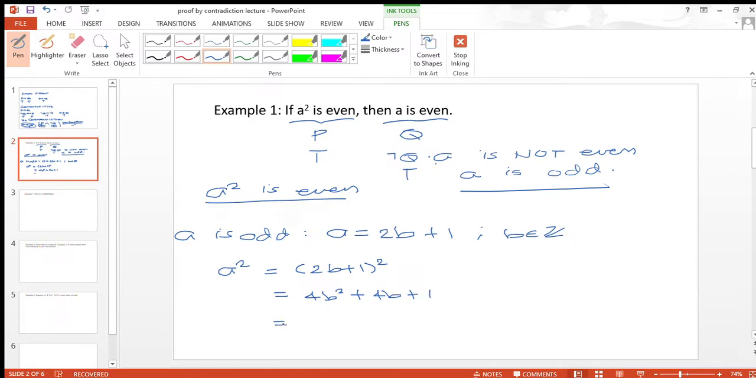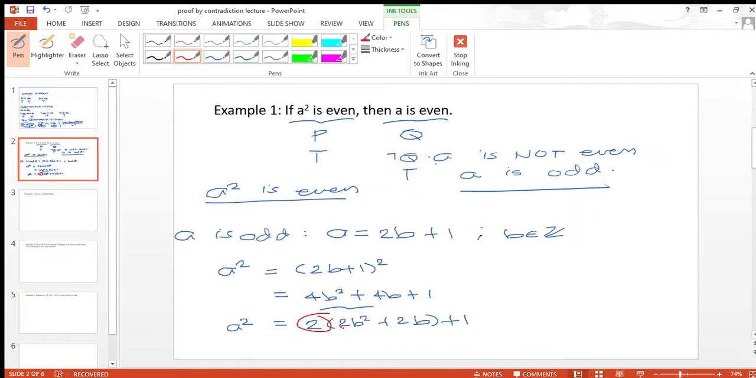And then looking at the resulting expression here, for the first two terms, we can factor out 2, which will now give us 2 multiplied by 2b squared plus 2b plus 1. This is the value of a squared. And since we have already expressed a squared as 2 times 2b squared plus 2b plus 1, then what can we say?